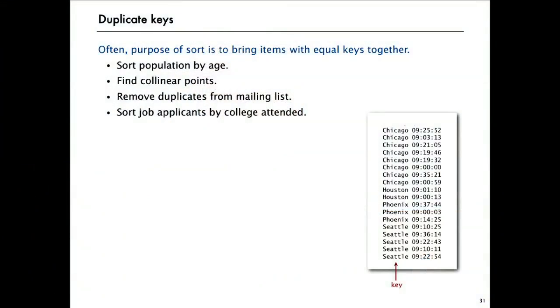Now we're going to take a look at what happens when we have significant numbers of duplicate keys, which is not at all unusual in practical applications. So in fact, often the purpose of a sort is to bring items with equal keys together. Like the example that I gave where we had cities and times. There's a lot of detailed data in the times, but maybe the whole goal of the sort is to group them by cities so we can ship out the data for each city to each city.